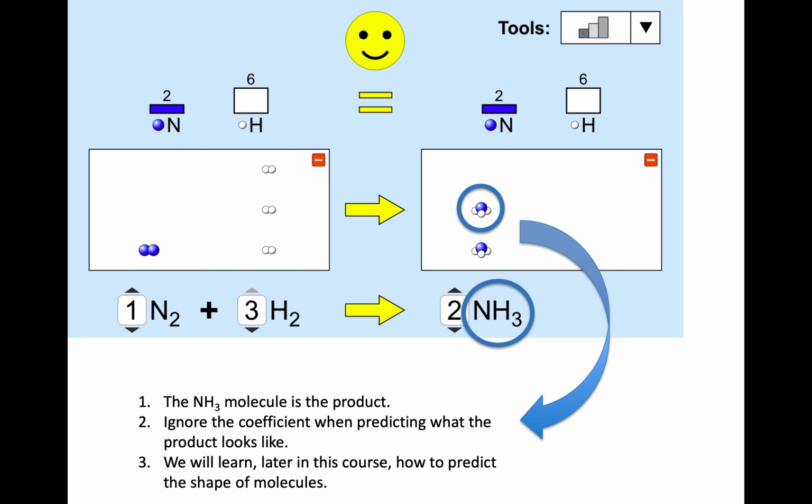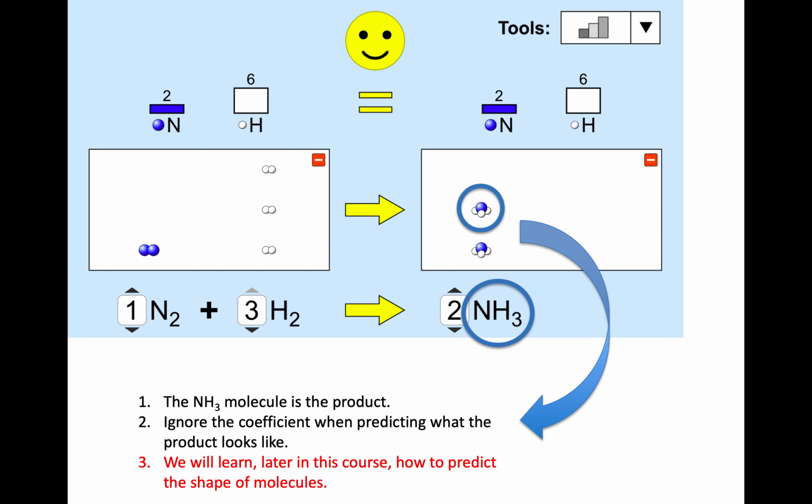Within this reaction, it's saying that nitrogen gas and hydrogen gas will combine to form molecules of ammonia. That's what NH3 is. The NH3 molecule is the product. If you're saying what's in the box, ignore the coefficient when you want to determine what the product looks like.